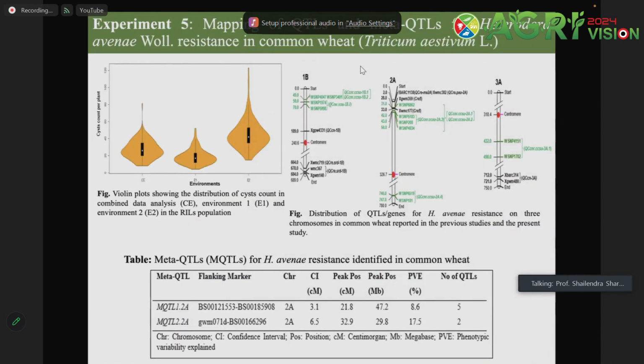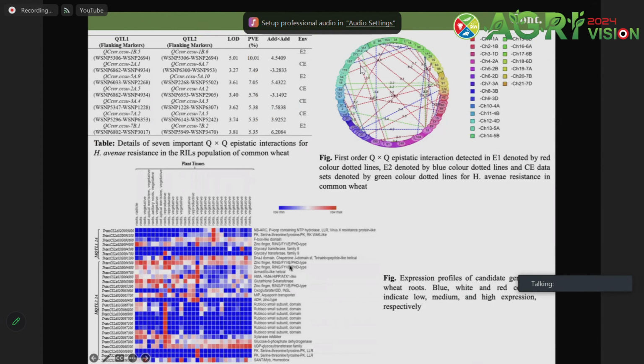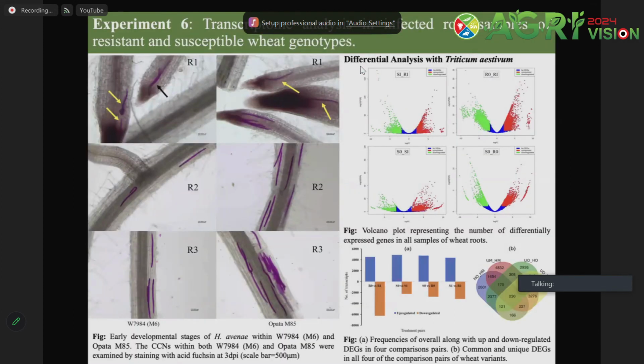We also performed a meta-QTL study based on previously reported QTLs, and we found an interesting region on the 2A chromosome. Currently we are also performing transcriptomic analysis of the infected root samples. Again, these are the infected roots. We performed these experiments in replications. This work is going on and is not published yet.